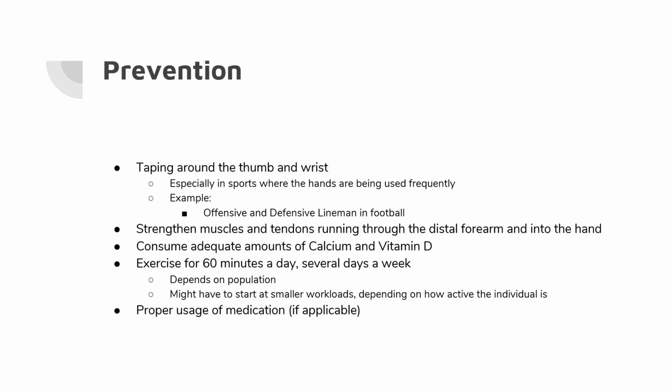Prevention, you can tape around the thumb and the wrist, especially in sports where the hands are used frequently, like linemen in football. You want to strengthen the muscles and the tendons of those muscles that run through the distal forearm and into the hand.